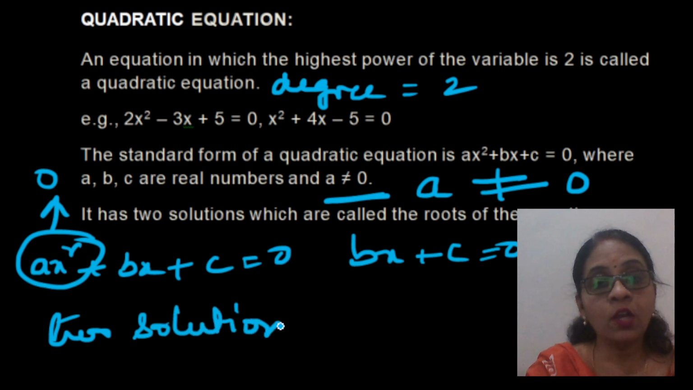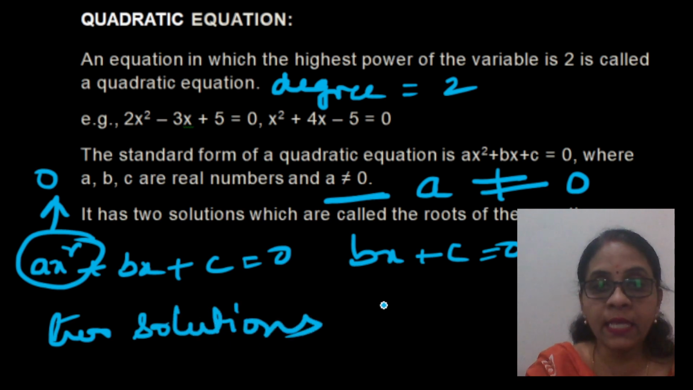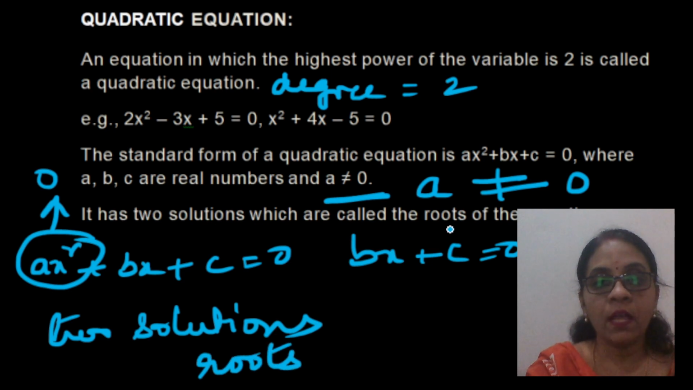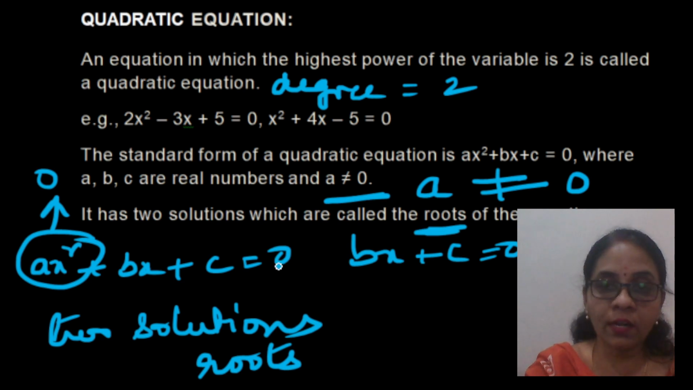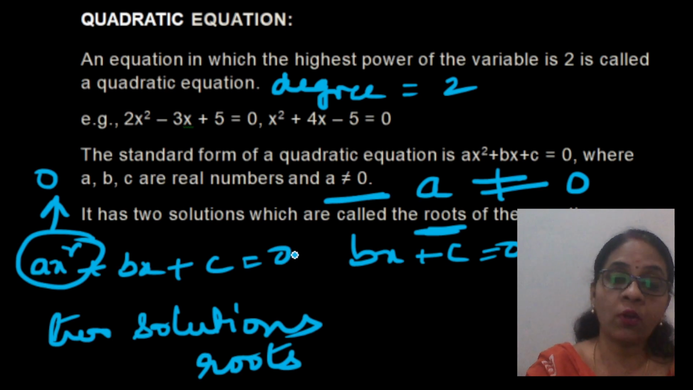It will have 2 solutions, and these are called the roots of the quadratic equation. So children, what did we learn now? What is a quadratic equation? What is the general form? Why should a not be 0?